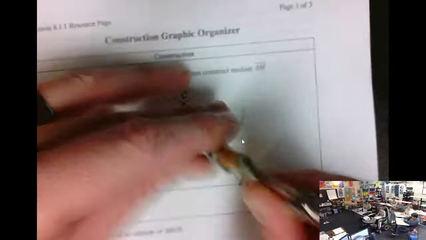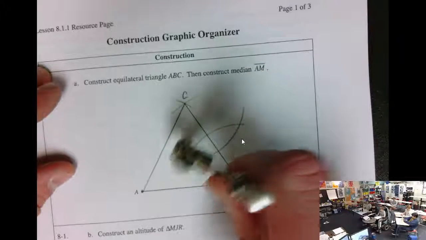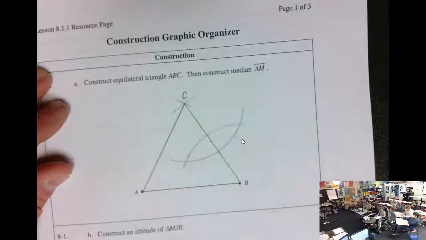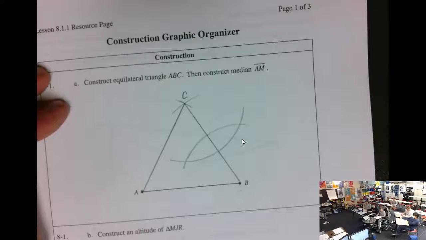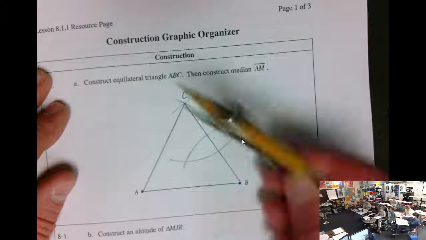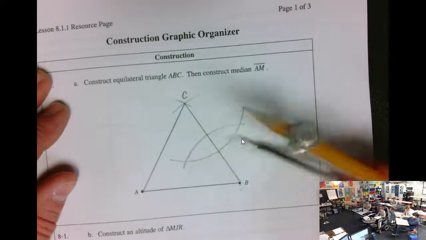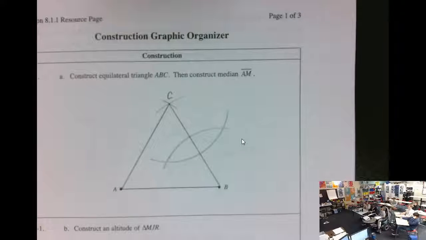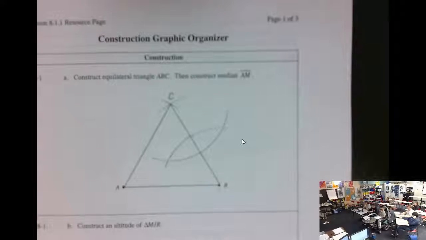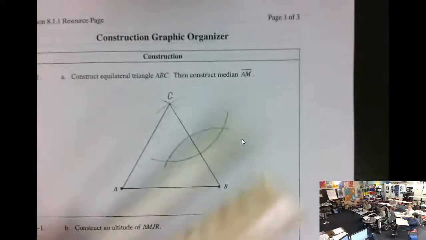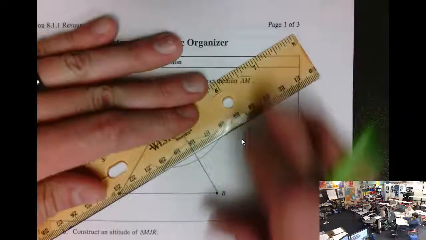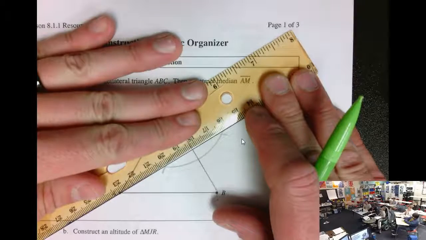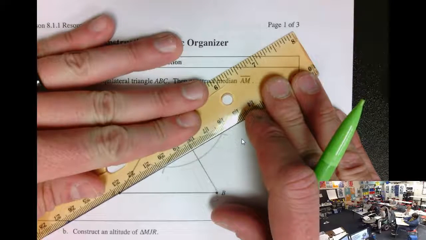We can't just guess where the midpoint is. These arcs are absolutely the same radius, right? They're parts of circles with the same radius. You're not guessing. You use a straight edge to go between the two intersections, and that's the midpoint.